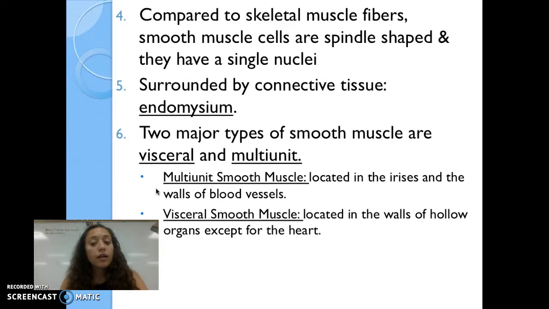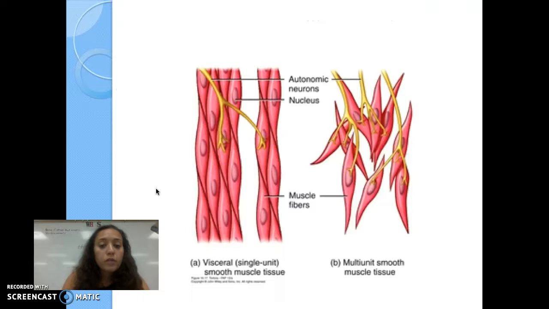So what is the difference? It's how it's controlled. When you're looking at visceral, a neuron will come in and it will control many cells. And then with multi-unit, a neuron will come in and control every cell independently. This is because your organs have a lot more different functions that have to go through, and it needs to be controlled simultaneously.